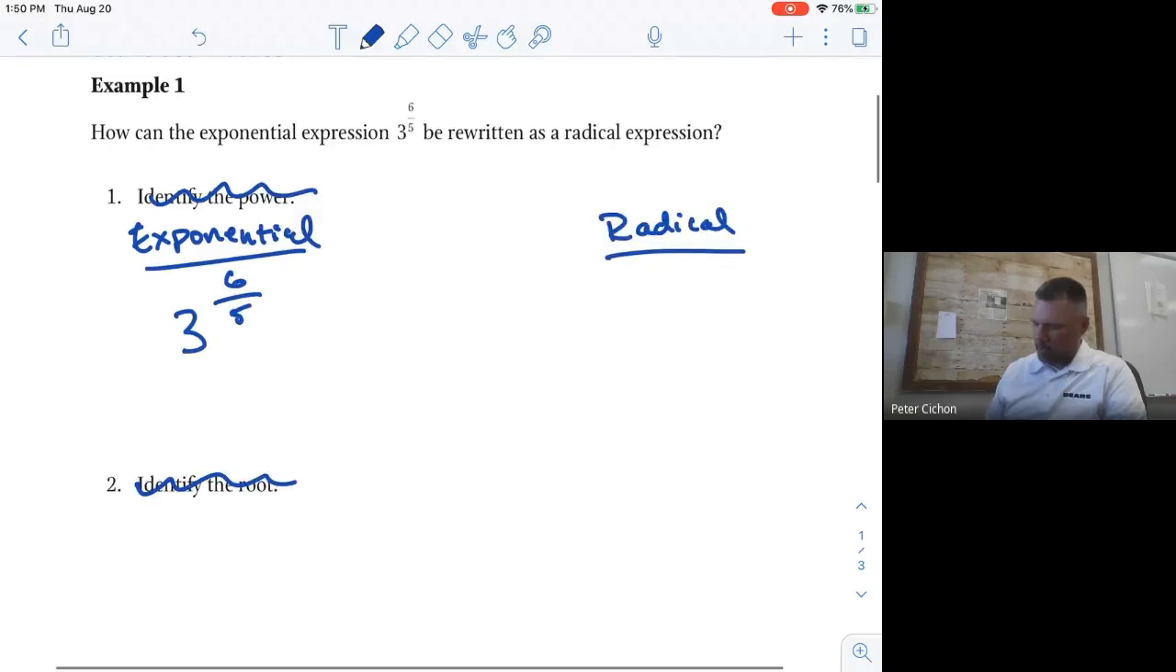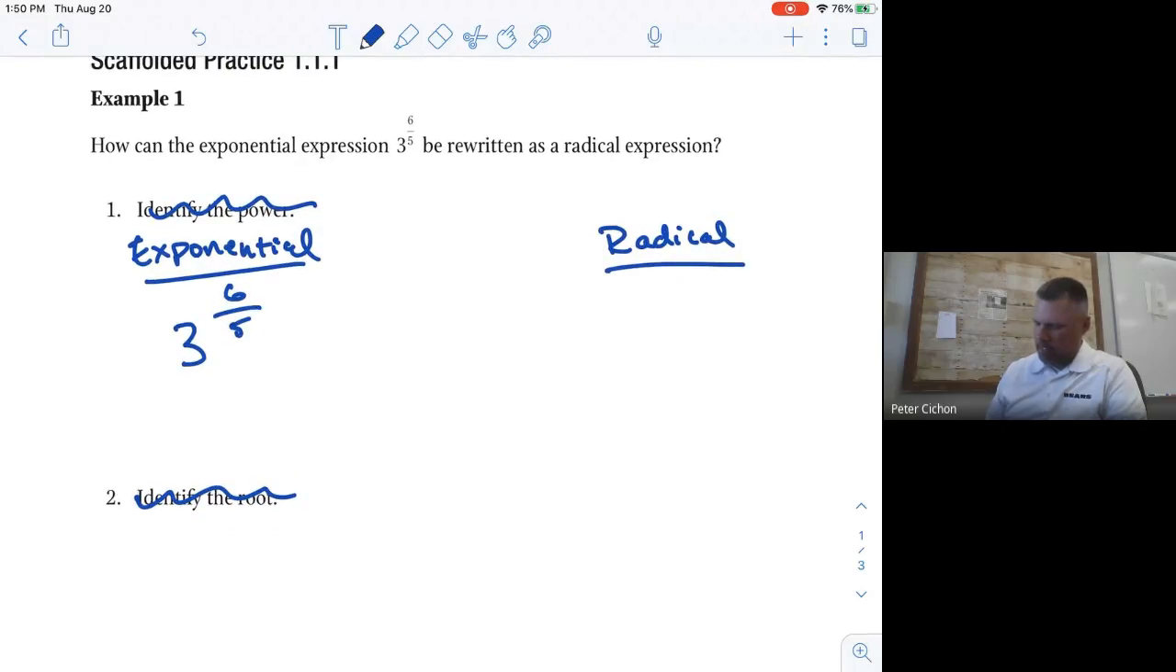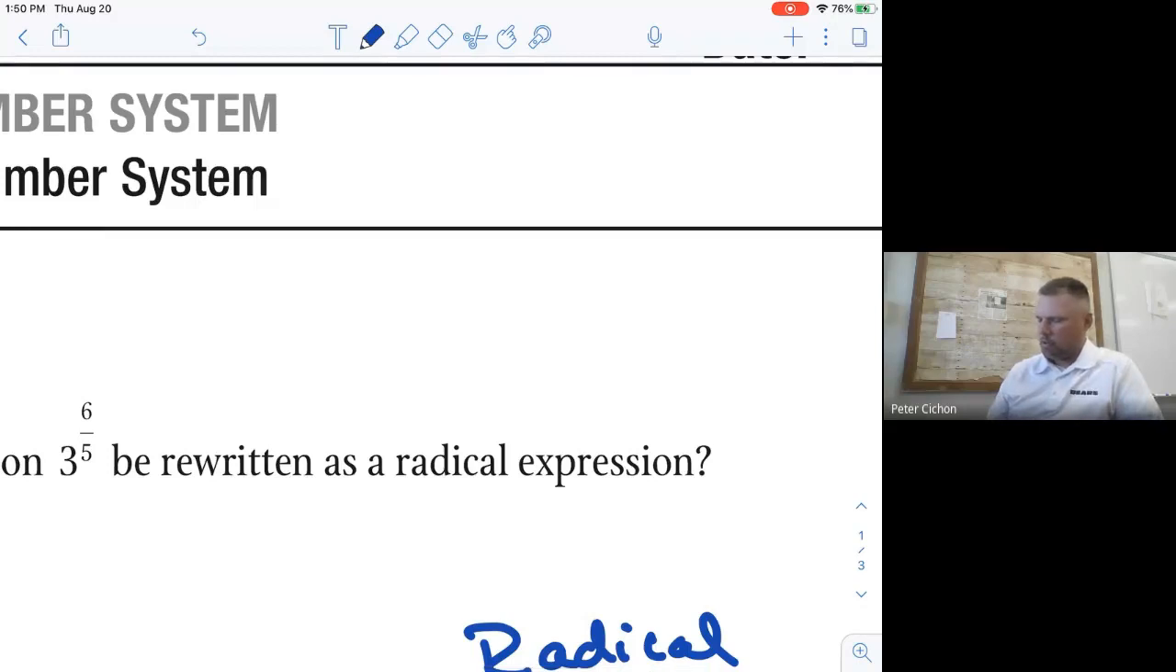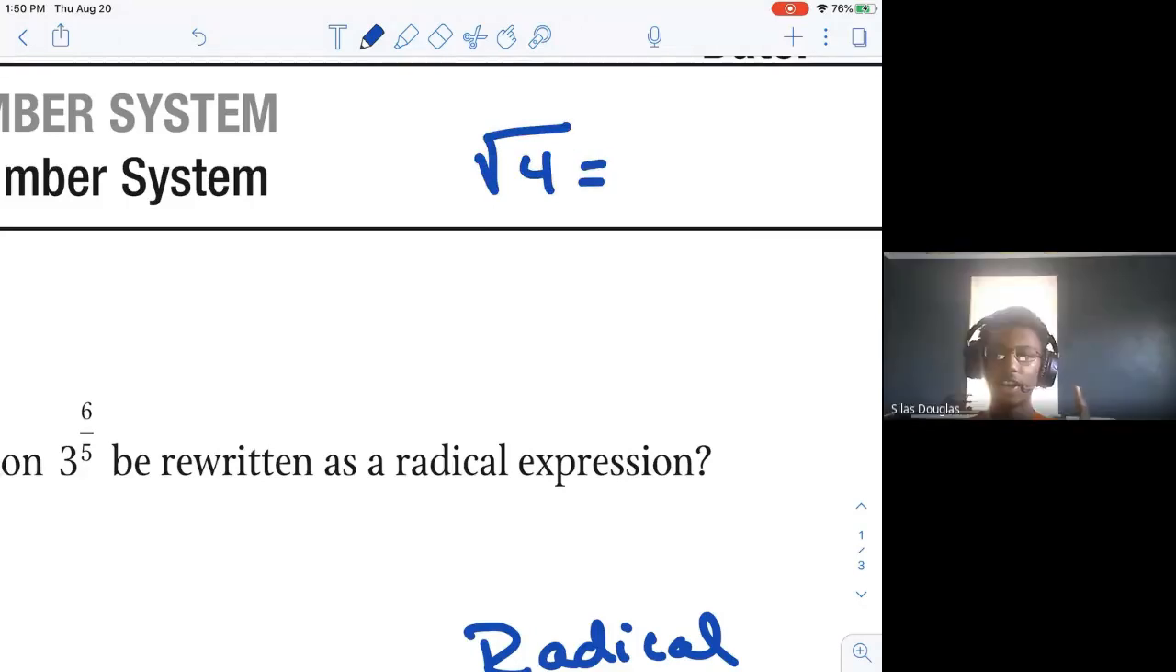3 is the base. So base to the power over root. The radical form of that, I bet I can tell you something you've maybe never heard of before. Turn your mic off and jump in. What's the square root of 4? 2. Right.